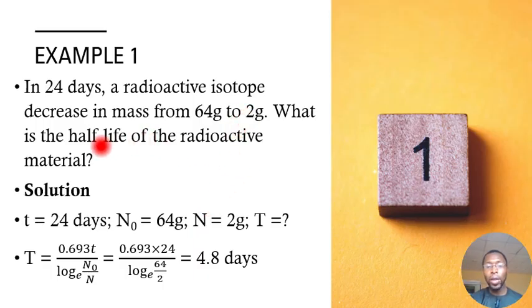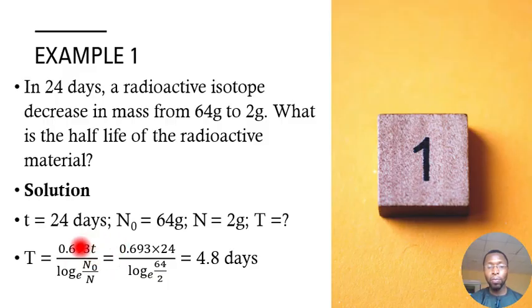Okay, now we have to find the half-life, that's the capital T. So by formula, the half-life will be 0.693 t over the natural log of the ratio of N0 over N, where N0 is the mass of the isotope before decay occurs, before disintegration occurs, and then N is the remaining mass after decay. So we have all the parameters available in the question.